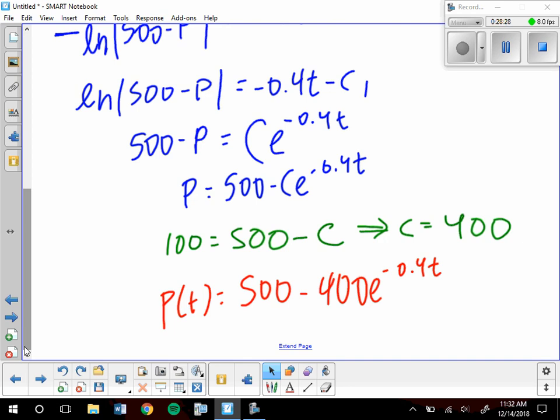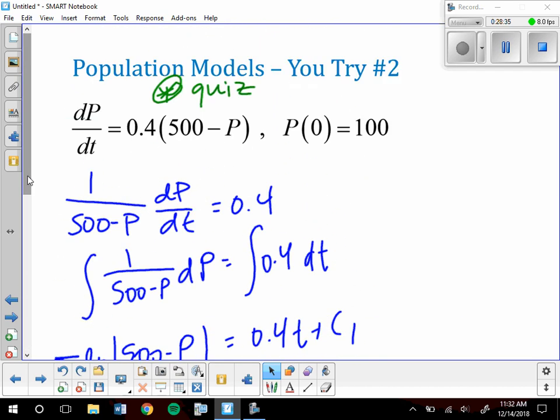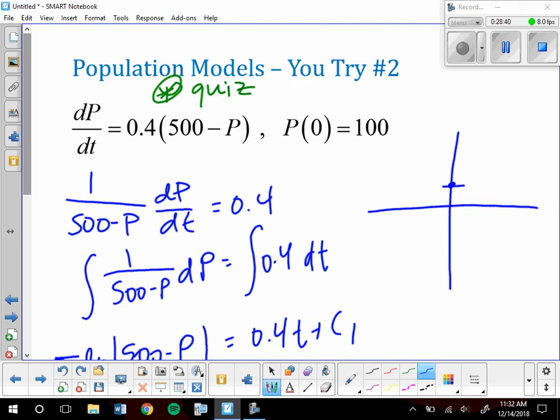If you were to graph this function on your calculator, you'd see that we still have that initial condition of 100, but it looks something like this. It levels out as you approach 500 because the population stops growing. It can't get above 500 because that is the carrying capacity.